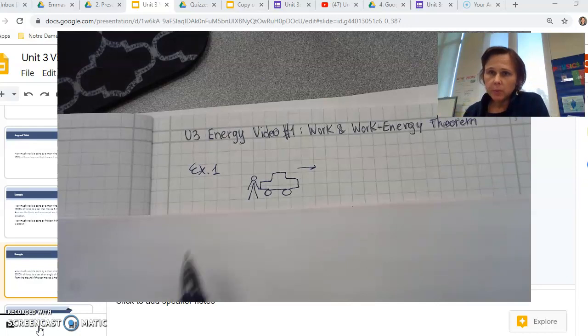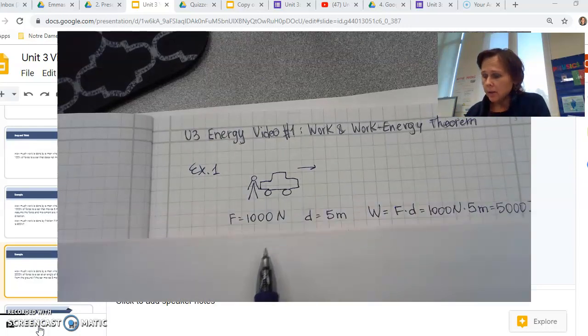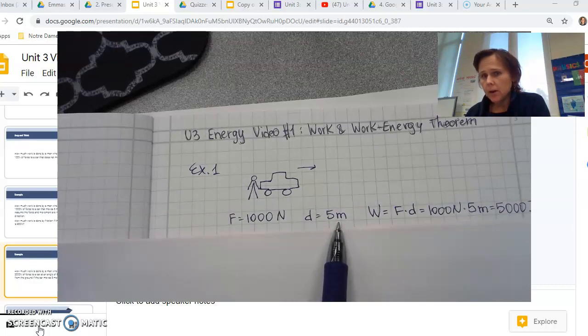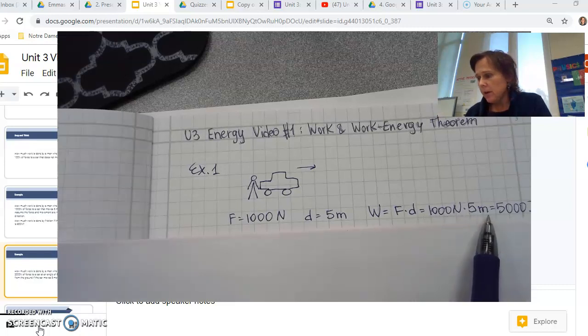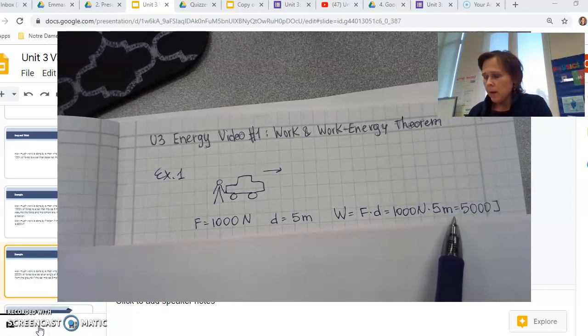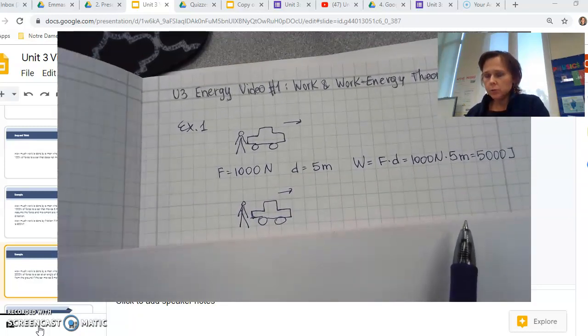So to solve this problem, it's a man pushing on the car, and we know the force is 1000 newtons, and the car moves 5 meters to the right. So the work is force times distance, 1000 times 5 meters, it's 5000 joules. All right. Now we're asked, what is the work that the friction force is doing?